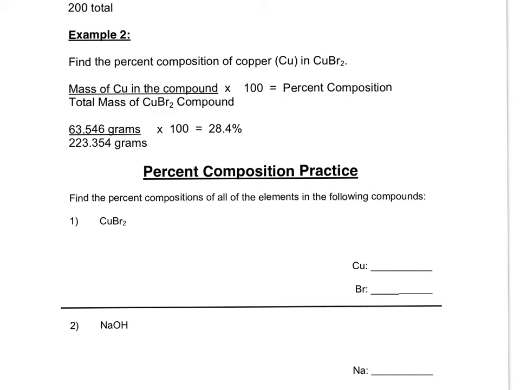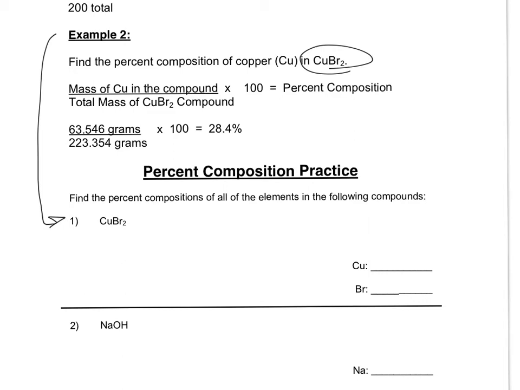Alright folks, so I'm going to be making this video just to make it a little bit easier for you if you couldn't quite figure out how to do percent composition based on the examples above. So we're going to do the first example. If you look up here at example 2, we're trying to find the percent composition of copper bromide. If you look down here, that's the exact thing we're doing.